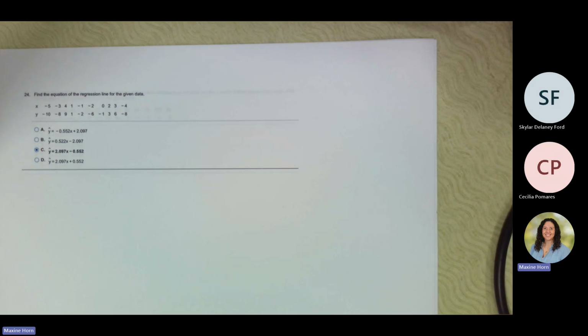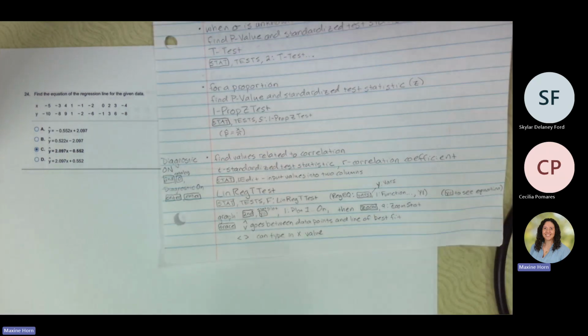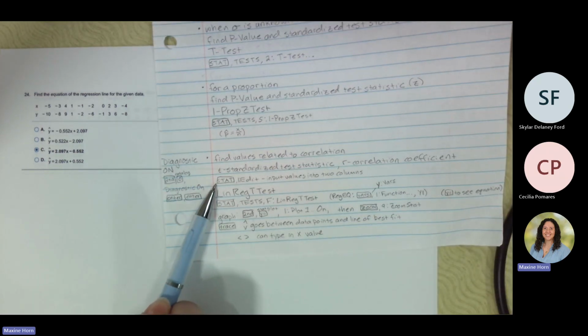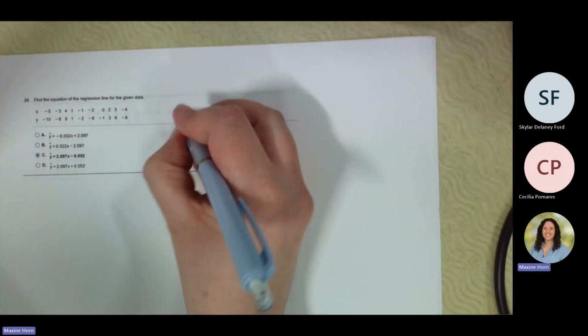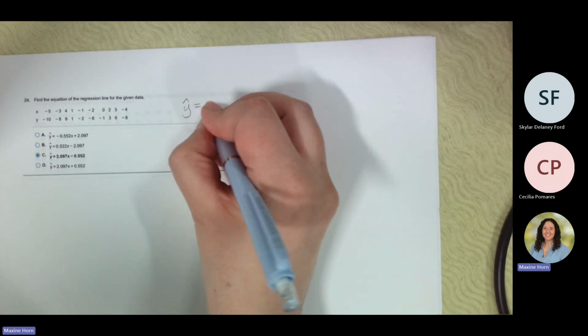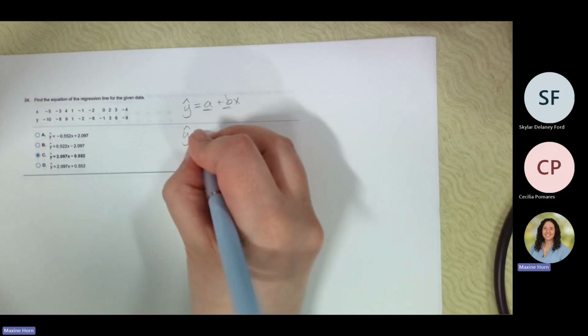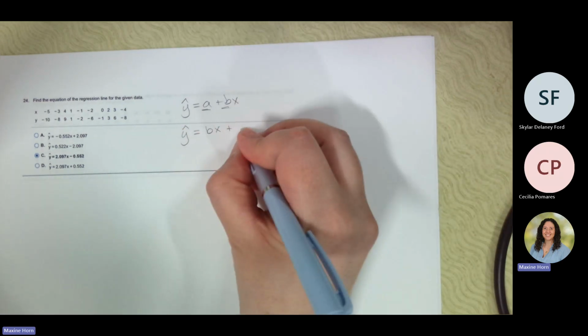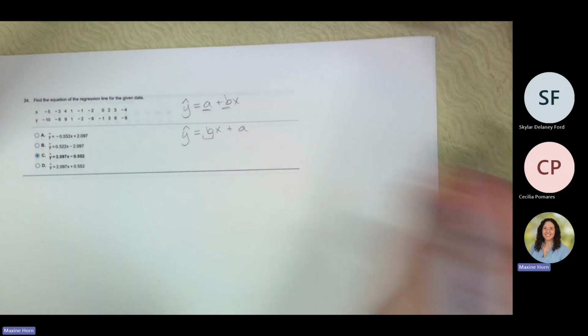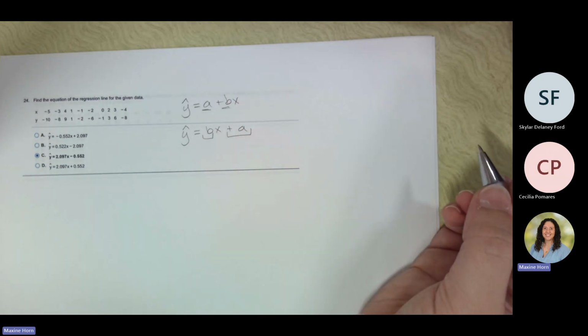All right, find the equation of the regression line for the given data. So again, we're going to be using our calculator. We're going to plug these numbers into stat edit, into two lists, and then we're going to run a linear regression t-test to find the values. What values are we going to find? The calculator is going to give us a plus bx. It's going to give us an a and a b. We have to remember that we have to write it in this order: the b goes before the x and the a is separate.